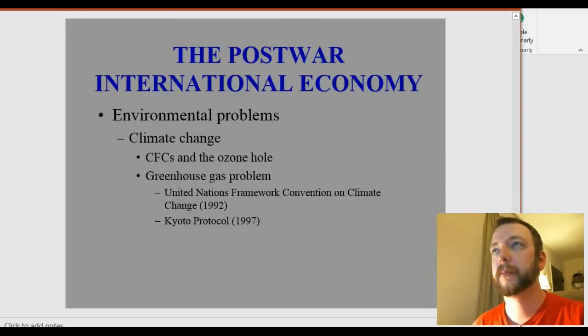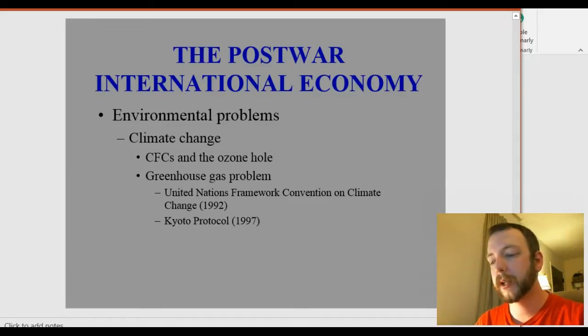And we also want to return back to these environmental problems, because there are some problems that come out of this. Climate change is a thing. I hope I'm not shocking any worlds by saying that. And this climate change is in large part due to globalization. There are two main problems that emerge in the 1980s, CFCs and the ozone hole being one of them.